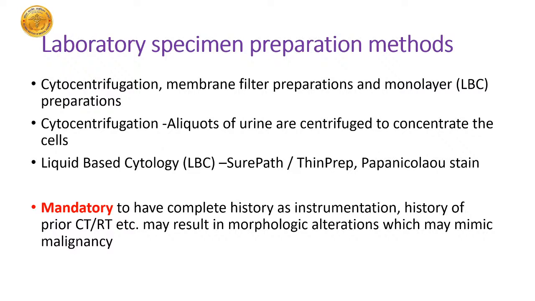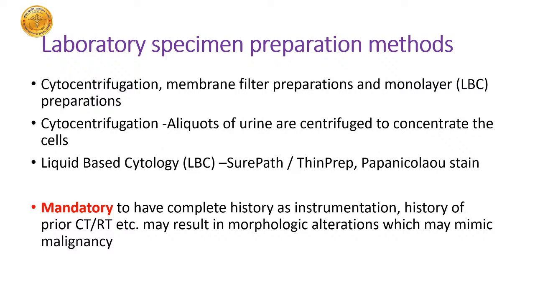So, next slide, please. What are the various laboratory specimen preparation methods which are available? Cytocentrifugation, as all of us know, membrane filter preparation, which is also called Millipore, and there are several monolayer or liquid-based cytology preparations. In cytocentrifugation, we take small aliquots of urine, we centrifuge them, concentrate the cells and examine the sediment. After staining them with special stains, liquid-based cytology has techniques like ShurePath and ThinPrep, in which Papanicolaou staining is done.